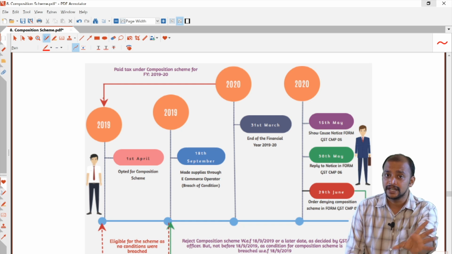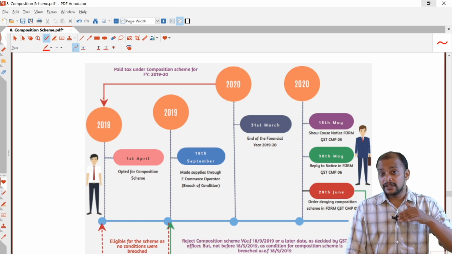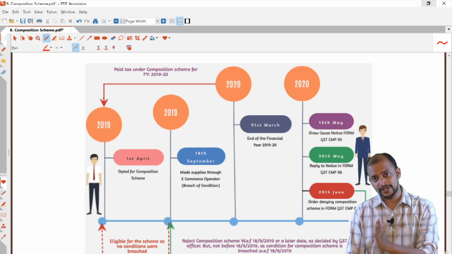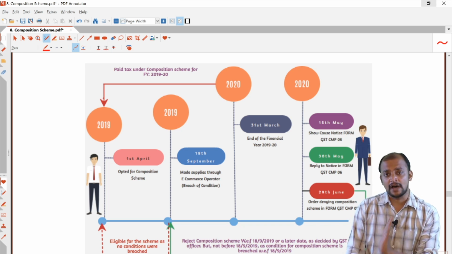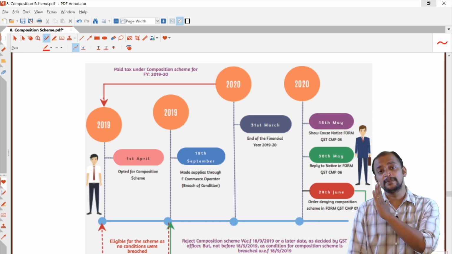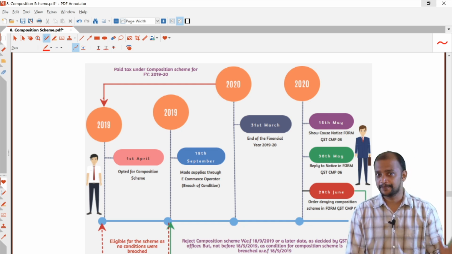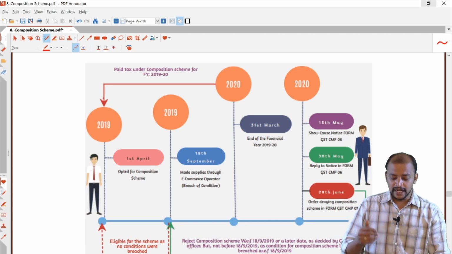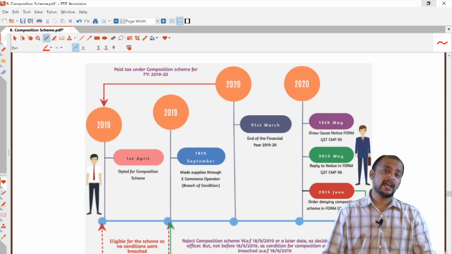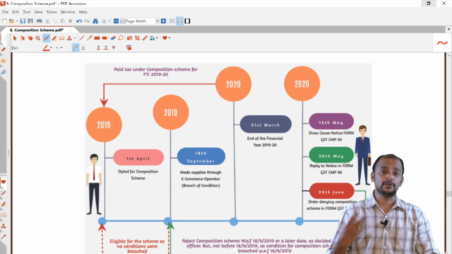That's a breach of condition. But even though he breached the condition, he continued in the composition scheme up to 31st March 2020, the end of the financial year 2019-20, and paid tax under the composition scheme. Now, on 15th May 2020, the department got this information, so they gave a notice.